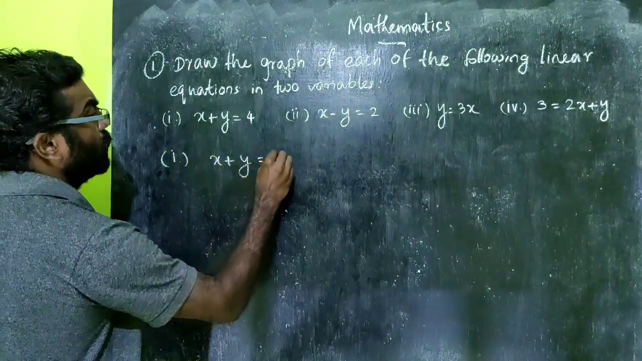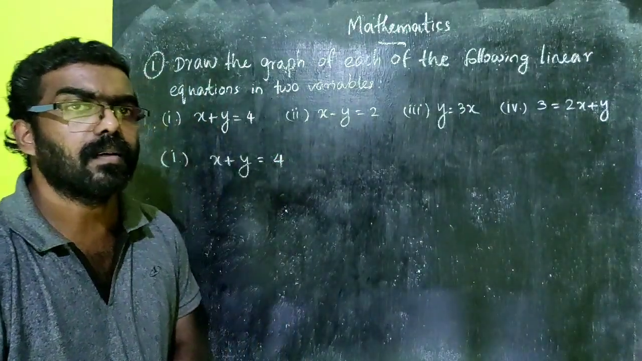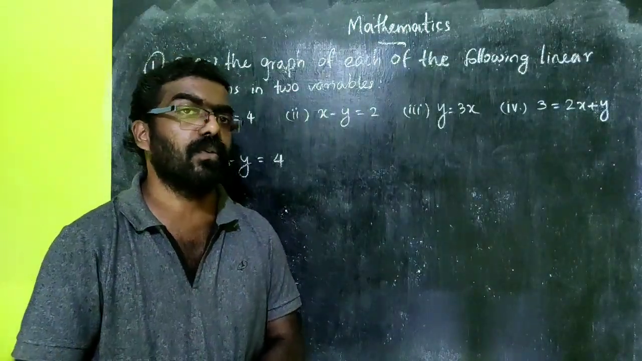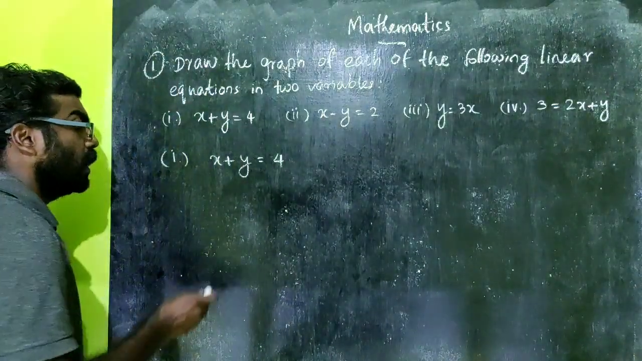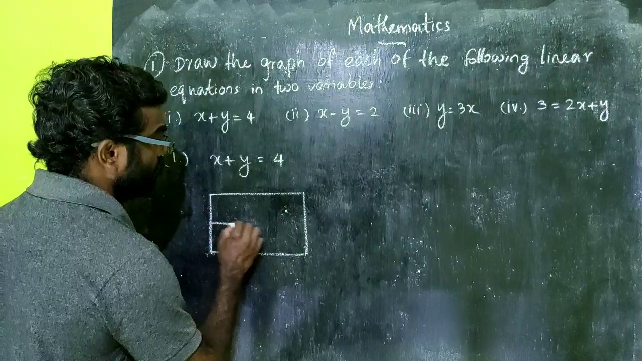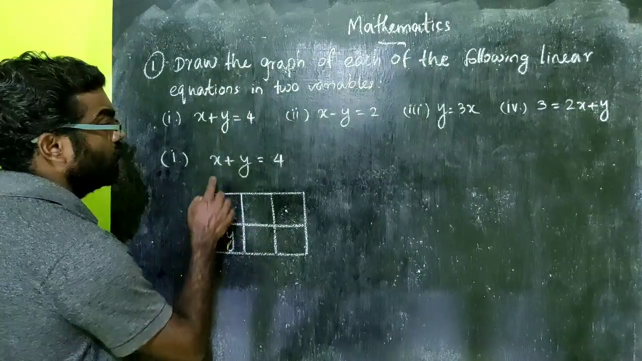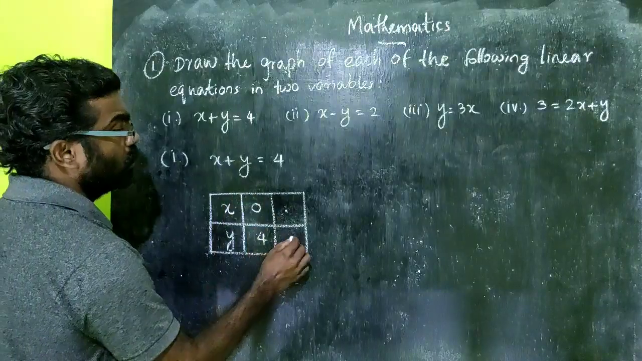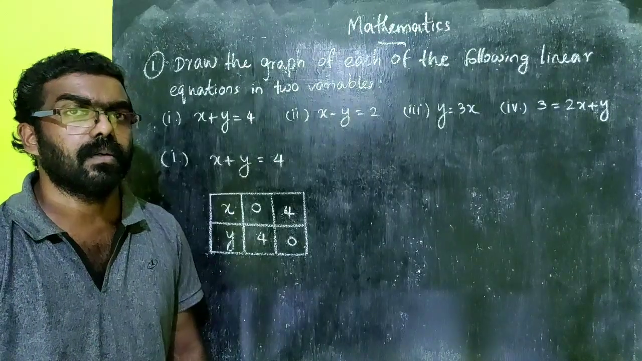We all know the graph of a linear equation in two variables is always a straight line, and in order to draw the graph of a linear equation we need a minimum of two points. So first we can find any two different solutions. When x equal to 0, y value becomes 4, and when y equal to 0, x becomes 4. Or you can find any other solution, no problem.